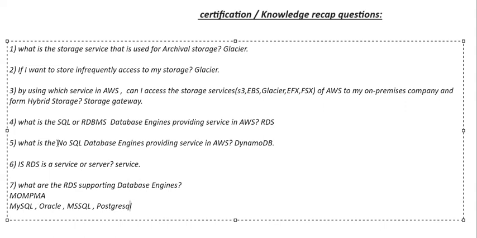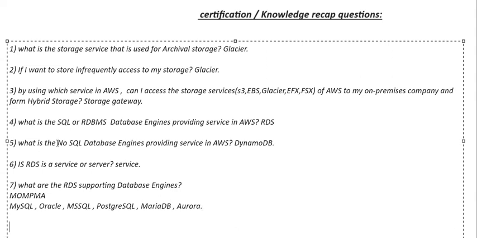PostgreSQL. Okay. Then what about the other M? The other M indicates MariaDB. What is that? MariaDB. Okay. What does the last A indicate? That is Aurora. What is that? Aurora. Okay. Let's have another question.